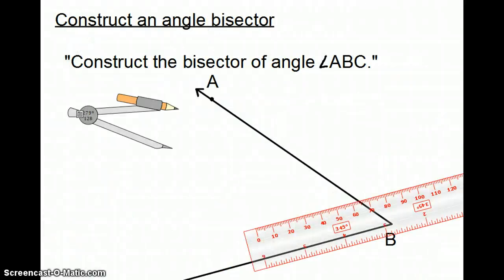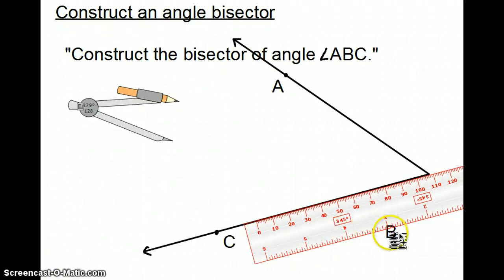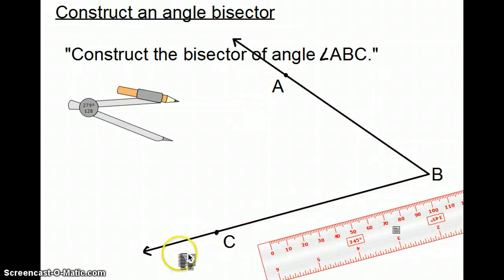I'm going to give you an angle. Oh, it's hard to see. Let me fix that just a second. Sorry, that's better. I didn't realize I was going to make that go off the page. Okay, so now I have angle ABC that's printed there.